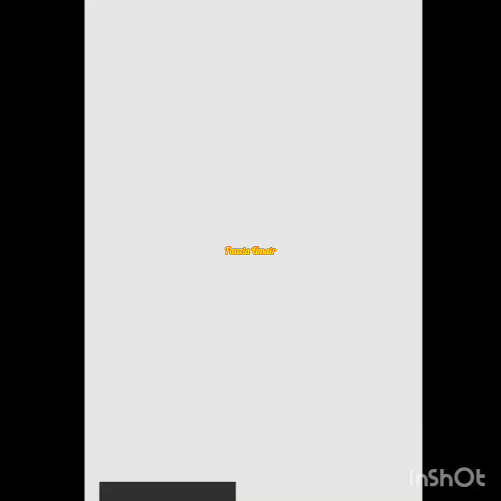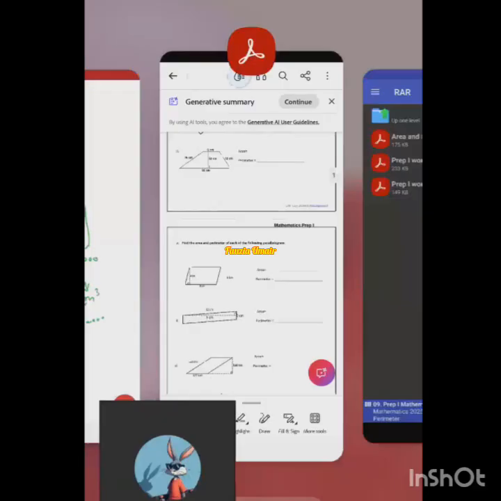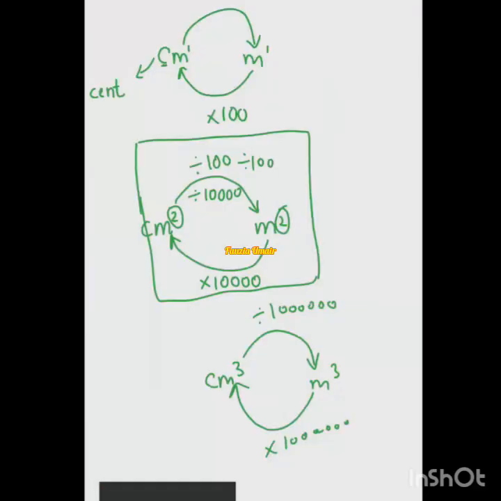What do you think? Does millimeter come before centimeter or after centimeter? Is centimeter bigger than millimeter? Millimeter is smaller than centimeter. So it will come here, millimeter, right? This is millimeter square, and this is only millimeter.